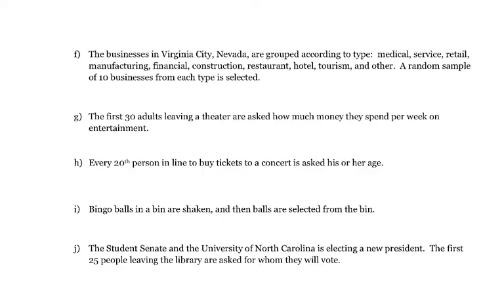Then we have the businesses in Virginia City, Nevada are grouped according to type: medical, service, retail, manufacturing, financial, construction, restaurant, hotel, tourism, and other. A random sample of 10 businesses from each type is selected. So this is broken up into strata or groups. And so this would be stratified sampling.